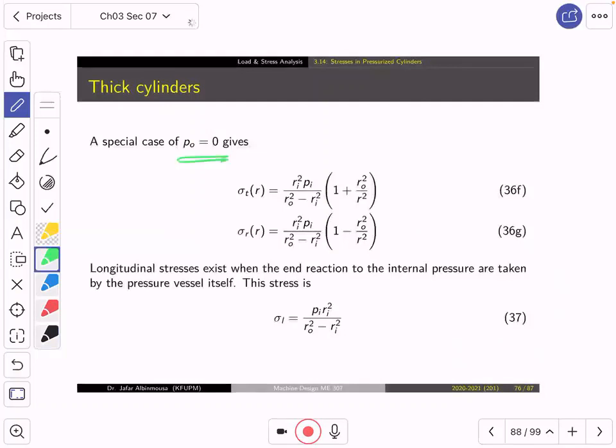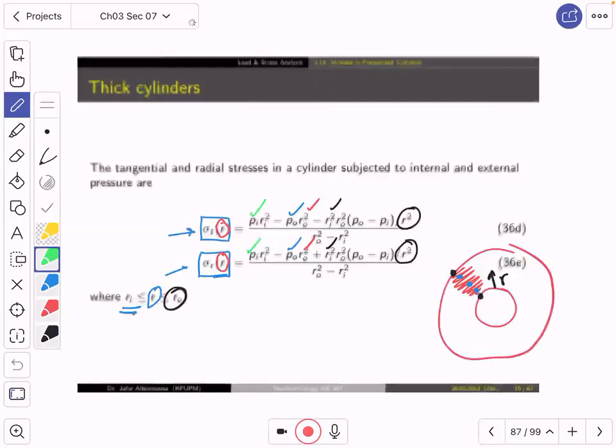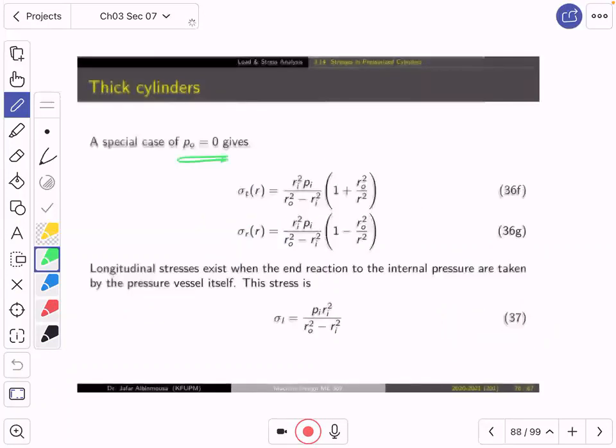Now, there is a special case when P0 equals 0. When P0 equals 0, this equation becomes smaller. Why are we dealing with this? Is it because we hate big equations? No. We are engineers. We always deal with equations. It's okay. We can program them.